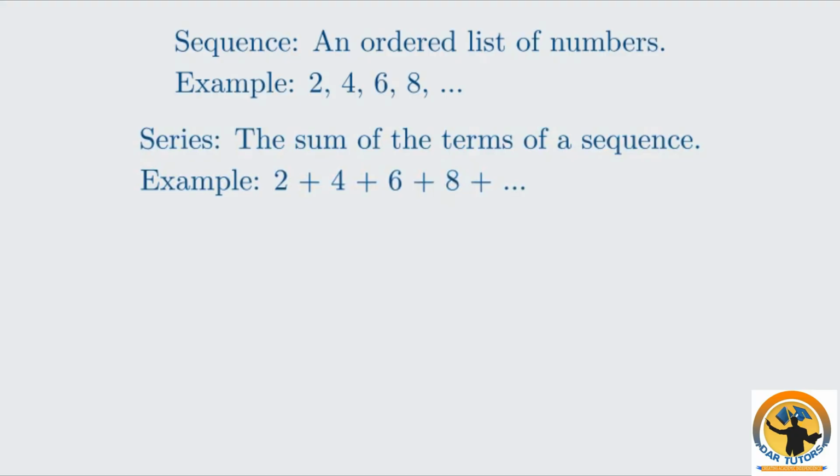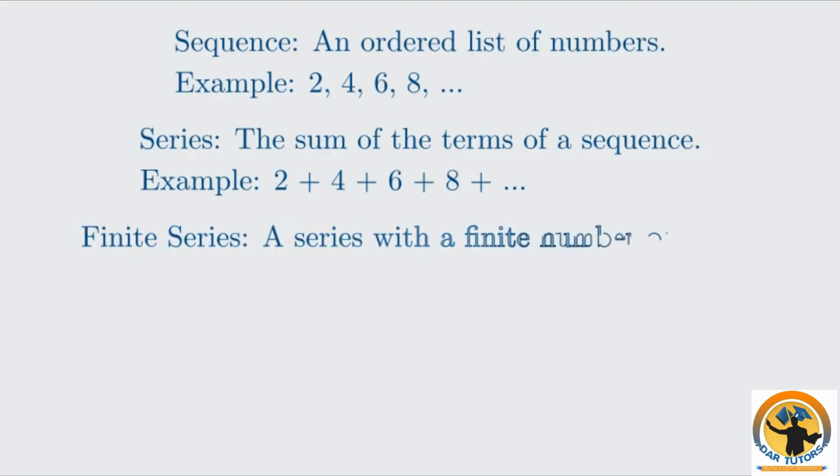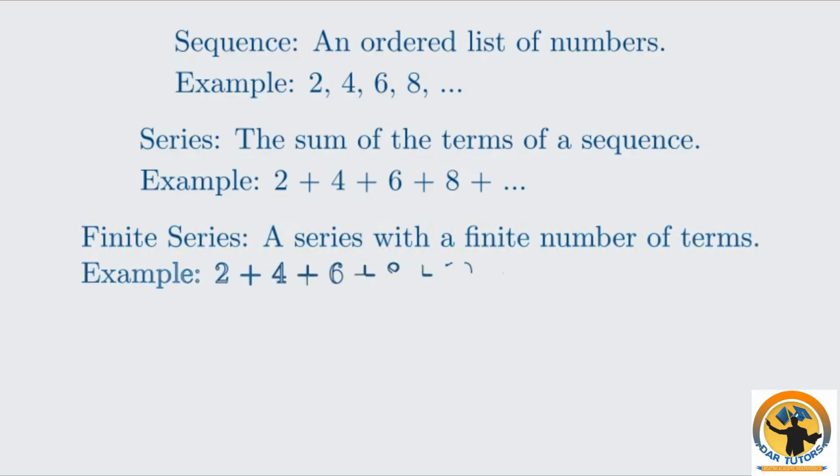We can talk about two types of series, finite and infinite. A finite series has a specific, limited number of terms. For example, the sum of the first 5 terms of our sequence would be 2 plus 4 plus 6 plus 8 plus 10, which equals 30. This sum is always a finite, real number.